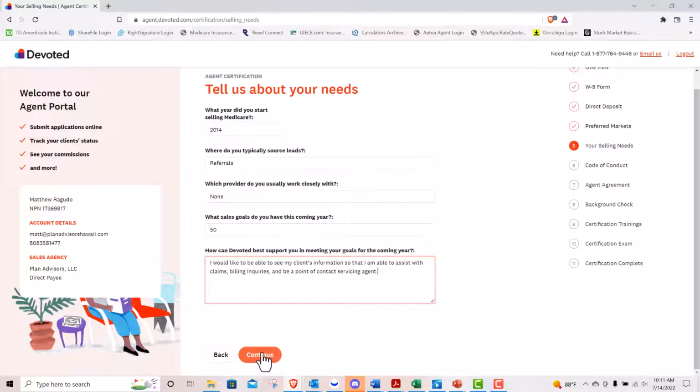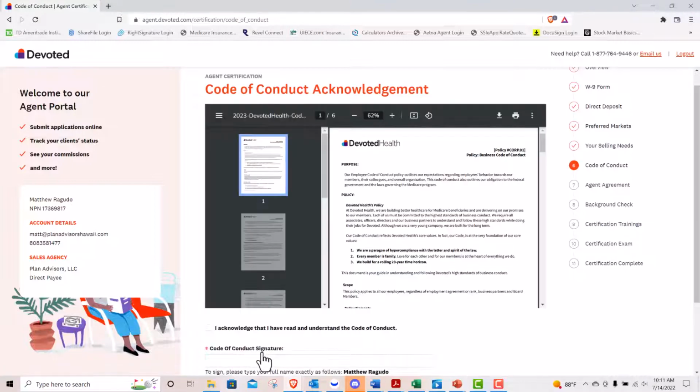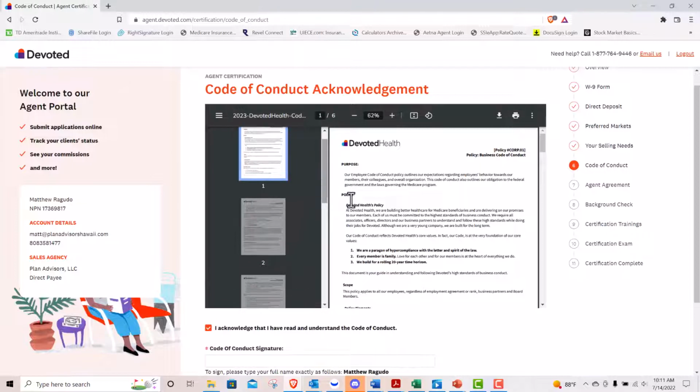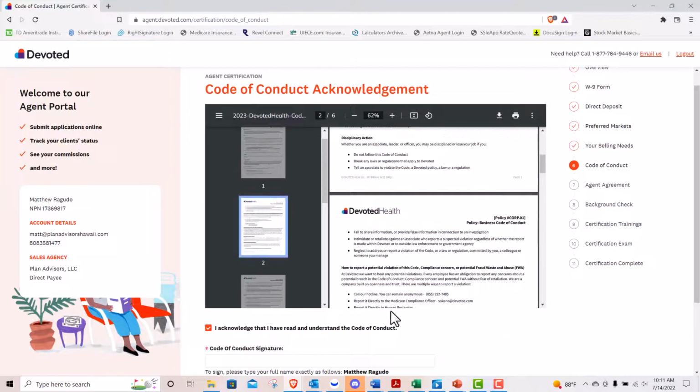I'm going to hit continue, and it's a code of conduct. So we're going to probably get out right over here, because this is nothing really that you need to see me go through.